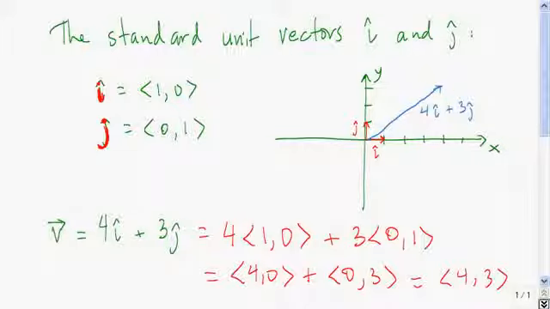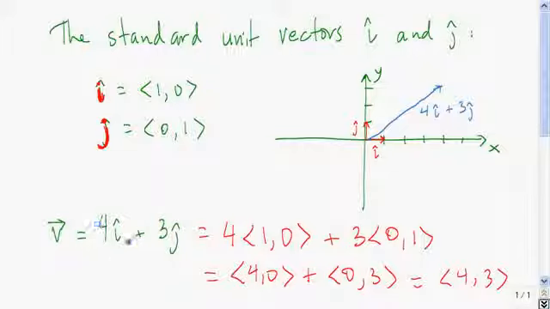We notice a pattern here. It's no surprise that we had to go 4 units in the x direction and 3 units up in the y direction, because the coefficient, or the scalar that you're multiplying i by, is 4. The scalar that you're multiplying j by is 3.